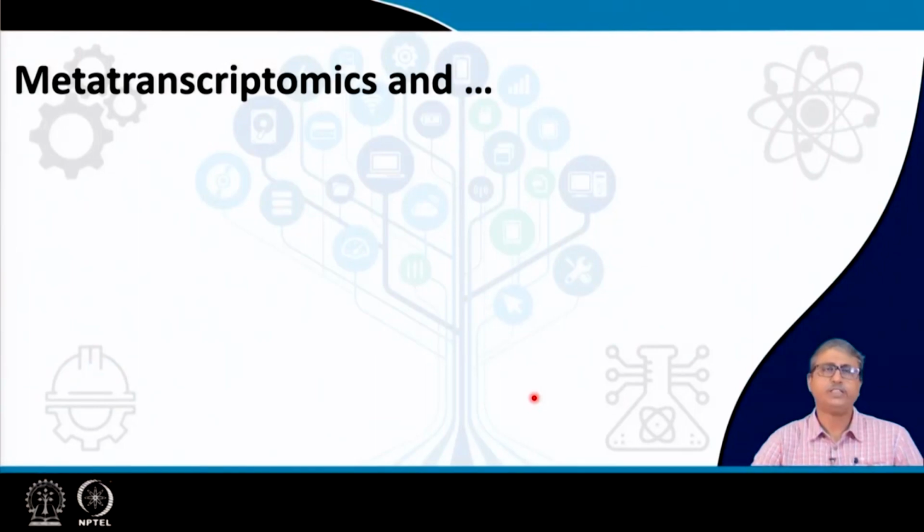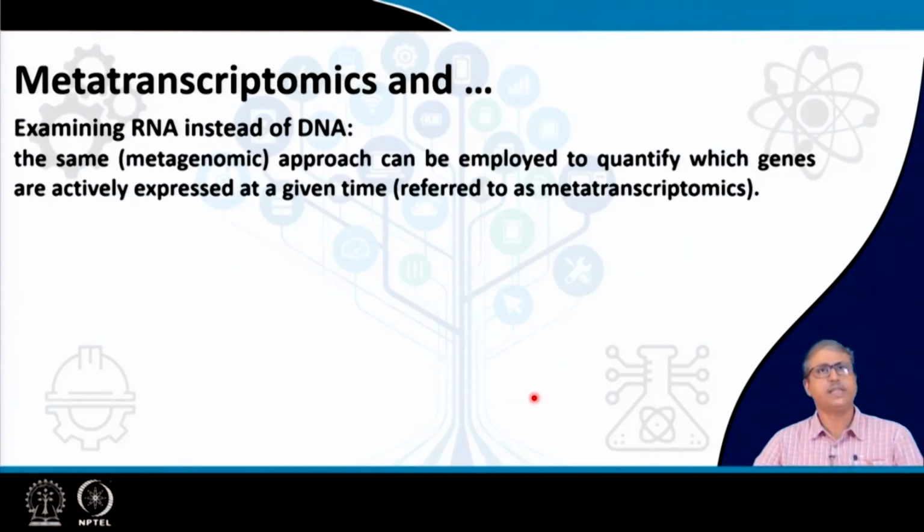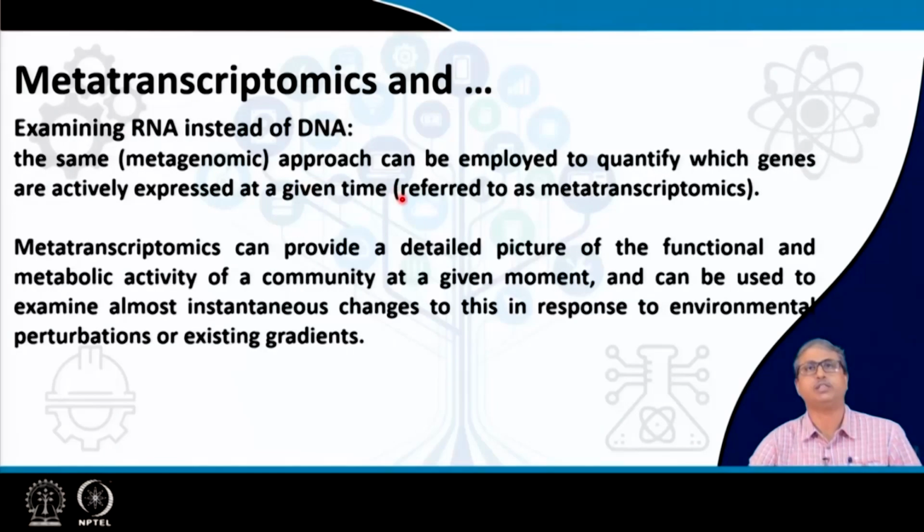So, metagenomics is not the end of the road. Following metagenomics, we have metatranscriptomics, where we use the RNA, so RNA instead of DNA, as I mentioned earlier. It is the same approach as we performed with the metagenomic approach, that is, fragment the pieces or convert the RNA into DNA and go ahead with sequencing. But here, if we take the RNA and apply this technique, then we will be able to quantify which genes are actively expressed at a given time, and that is called metatranscriptomics.